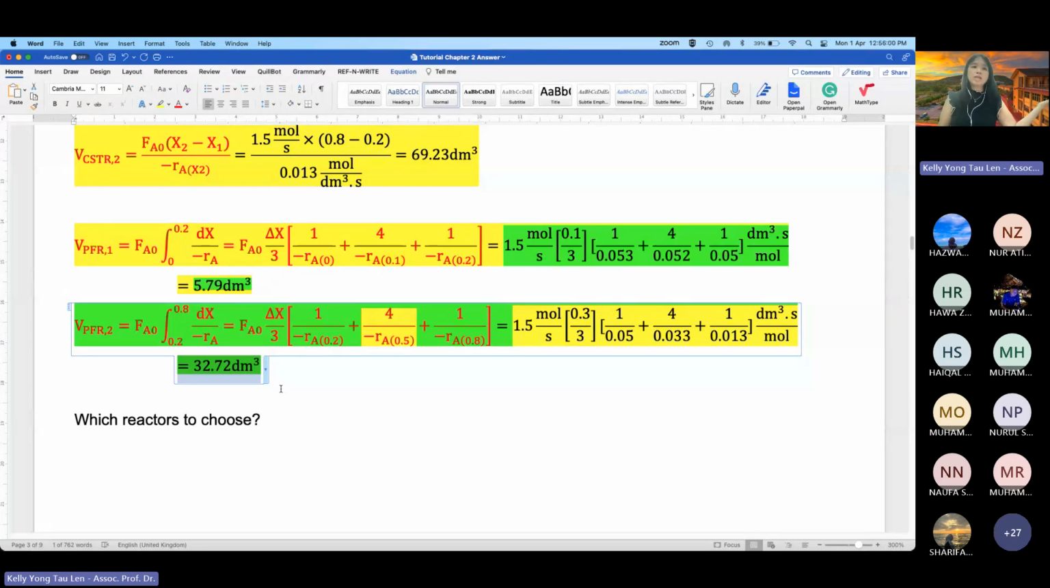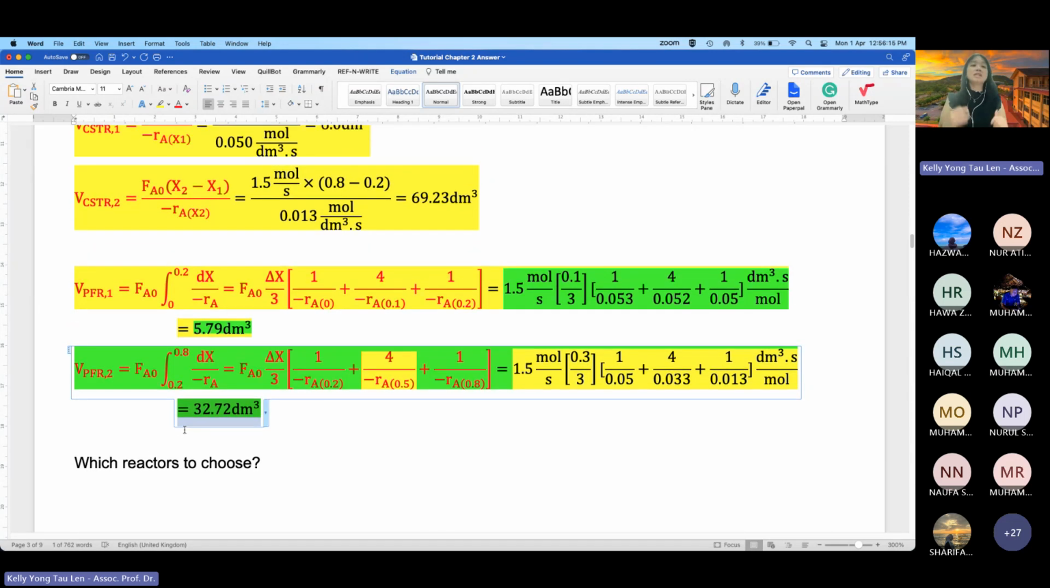However, why can we not use CSTR? Because although the first CSTR fulfills the requirement, the second CSTR does not fulfill the requirement. So you cannot use the CSTR configuration. That is how you answer the question.